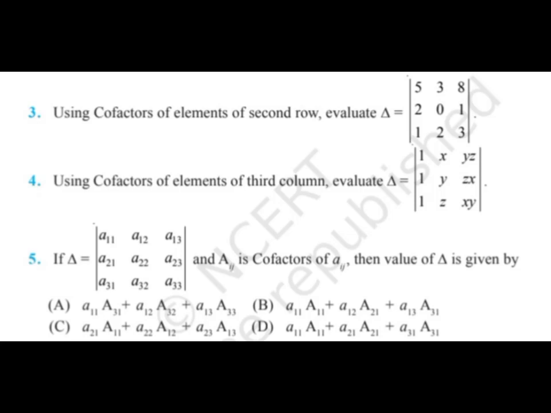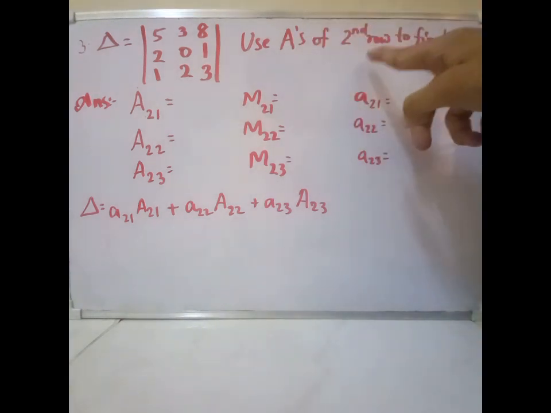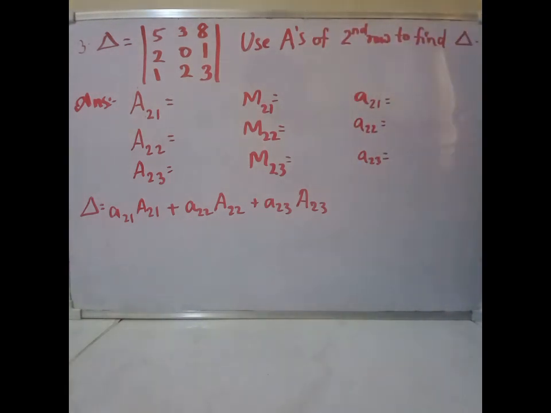The third, fourth and fifth questions are similar to each other. In the third question, let's start with it. We have to use the cofactors of elements of the second row to find out the determinant. So let's see how to do this question. So we have to use the cofactors of the second row to find the determinant, right?